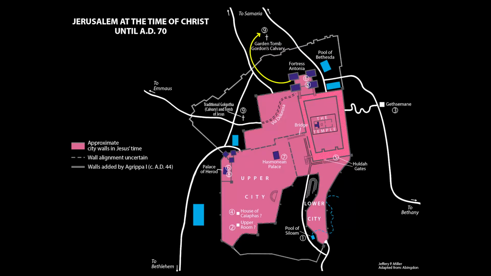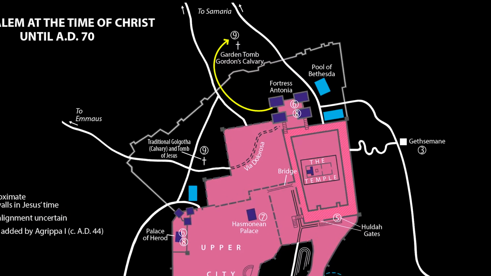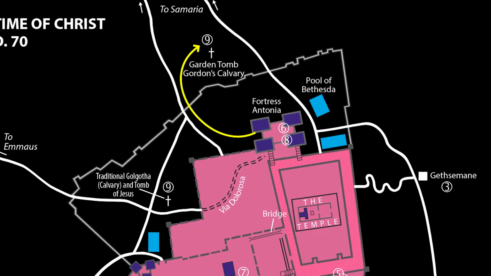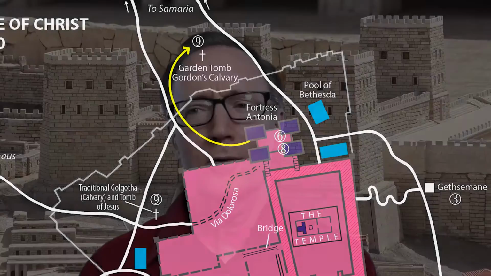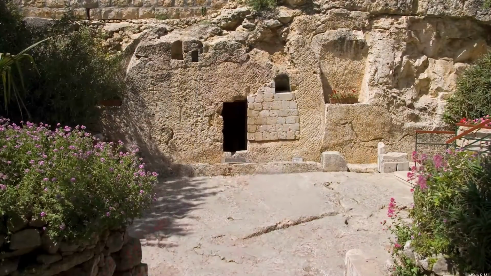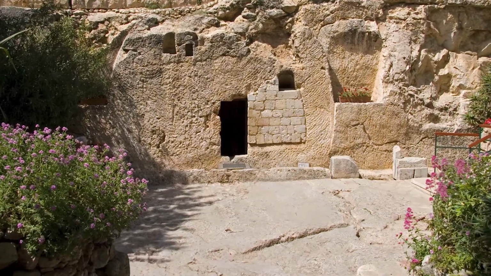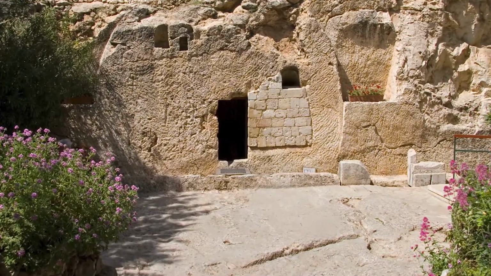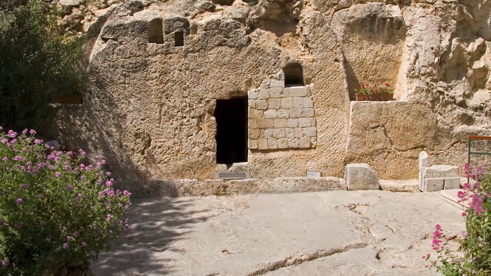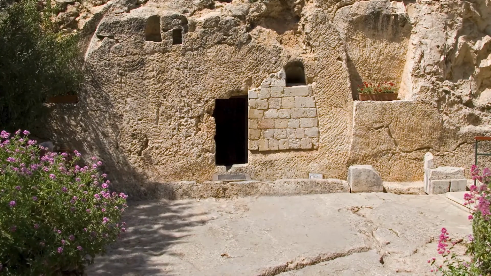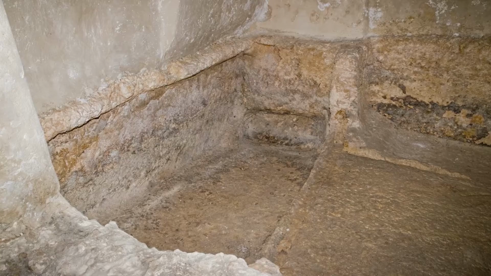Well, let's go over to the garden tomb. It's just a little bit to the north. It's a very good spot for remembering the death of Christ, a very pleasant, quiet place to meditate and remember, as opposed to the Church of the Holy Sepulchre, which is usually crowded and cramped, and it's hard to really do any kind of reflection there. Let's take a look inside the tomb.